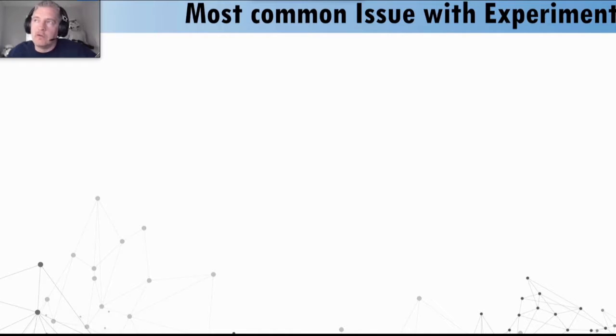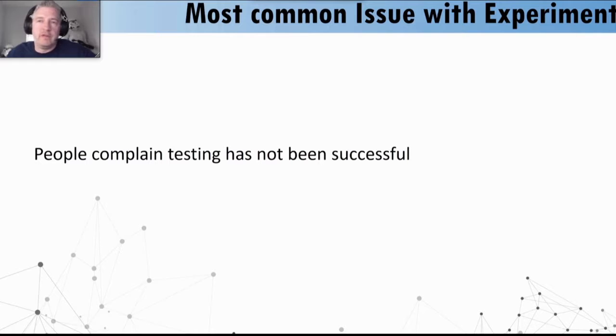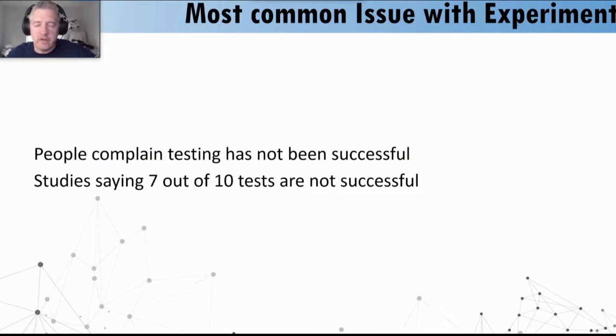So, the most common issue people get with their experiments, their A/B testing, is it's not been successful. You see a study saying sort of 7 out of 10 tests are not successful. They don't get the results that they're looking for. And really, this is the problem. They don't get the win they're aiming for. It's not found. It's not part of the plan. They've got big targets, and it just didn't do the job for them.